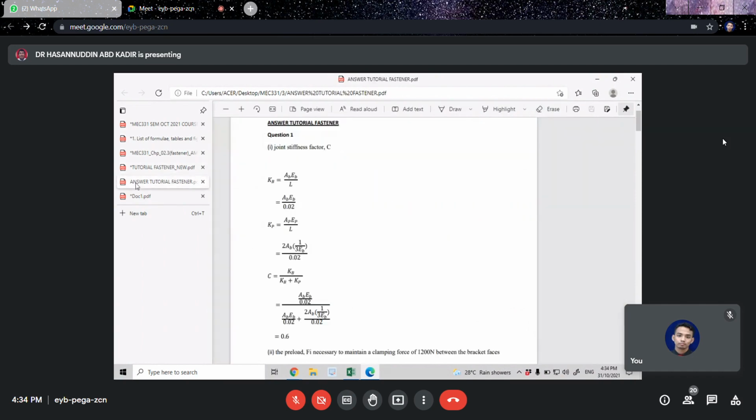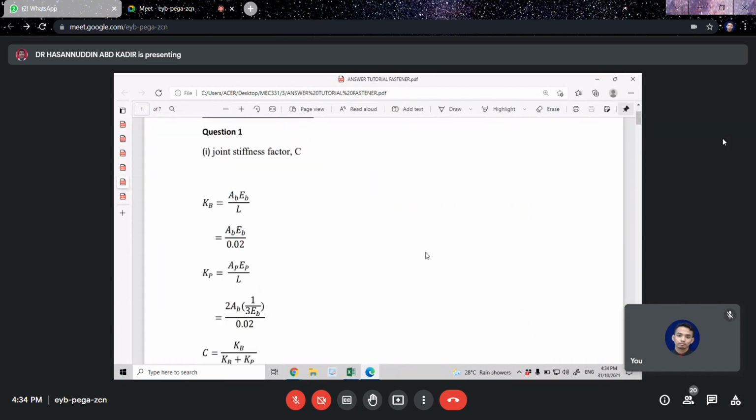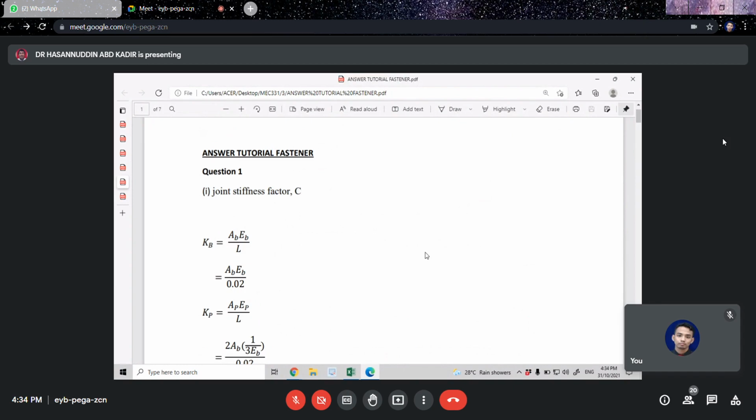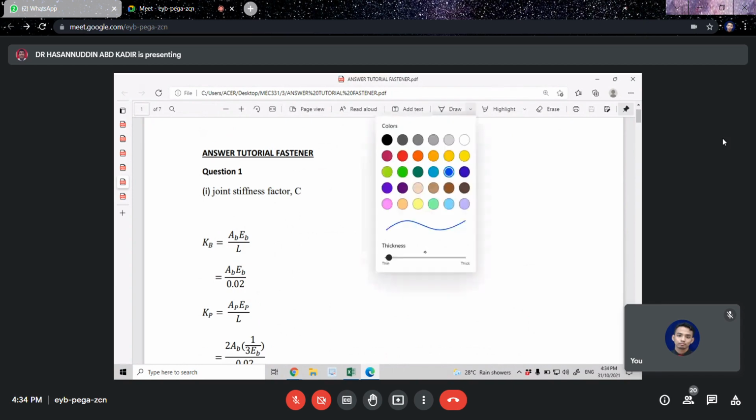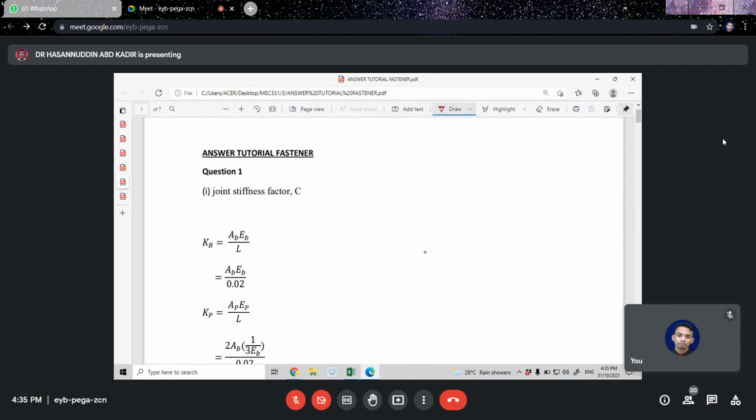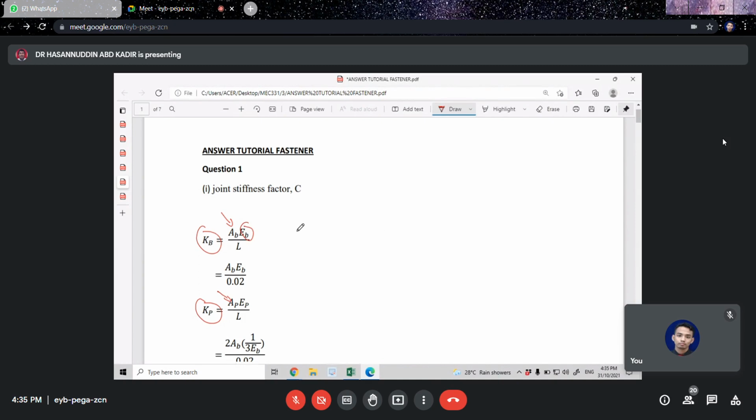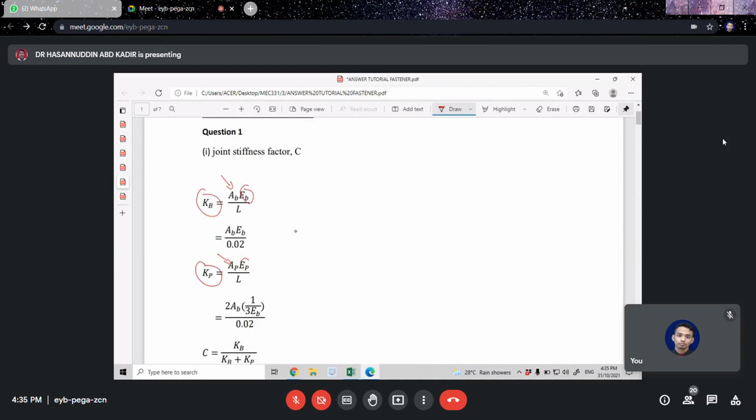Okay, this one, tutorial. Let's say this is the answer of the tutorial. They ask you to find the value of C, stiffness. Okay, joint stiffness. So in joint stiffness, they will play around with the KB and KP. Please remember that they already mentioned the value of KAB and also the value of AP. In terms of what was given earlier in the question, EB they also gave to you.